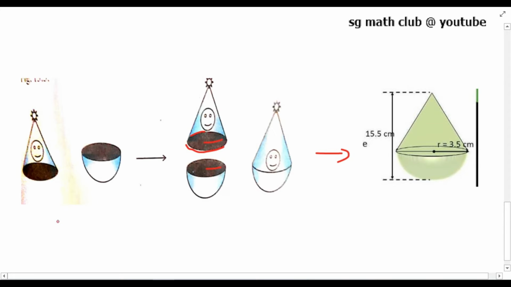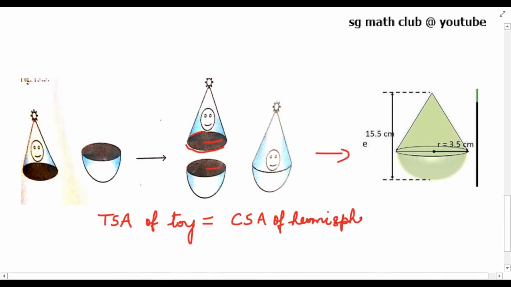So how will you find the total surface area of this toy? Or if you want to paint this toy, how much paint is needed to paint the surface area of this toy? The total surface area of this toy we can write as TSA, which will be equal to the CSA, curved surface area of the hemisphere, plus the curved surface area of the cone. When you do this, we will get the total surface area of this toy.